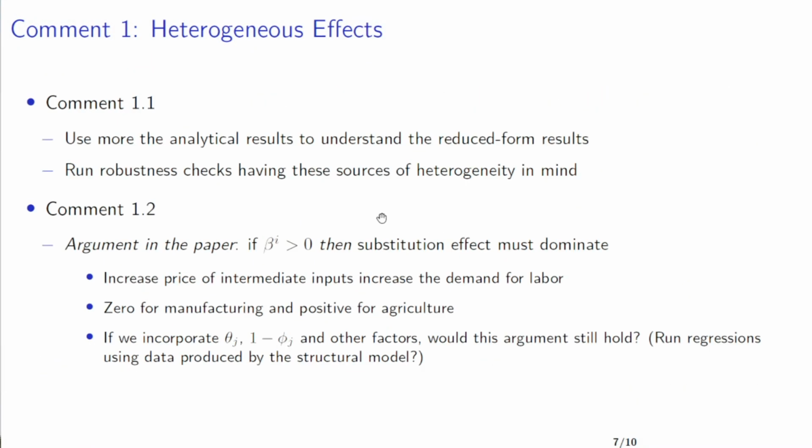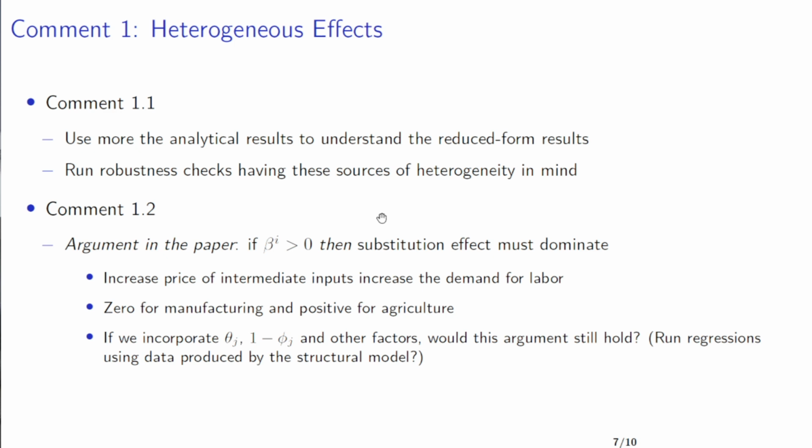So all of those things, I think that as you discuss those results in the paper, it would be nice to have a closer discussion using the analytical results, and maybe center the discussion of the robustness around some of those points. So if you consider these sorts of heterogeneity, does the mechanism that I'm trying to highlight, which is the elasticity of substitution between labor and intermediate input, still going to be there?